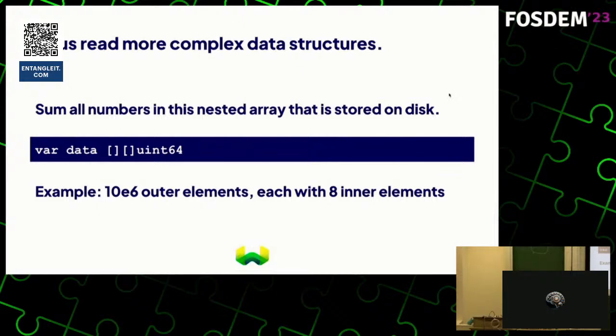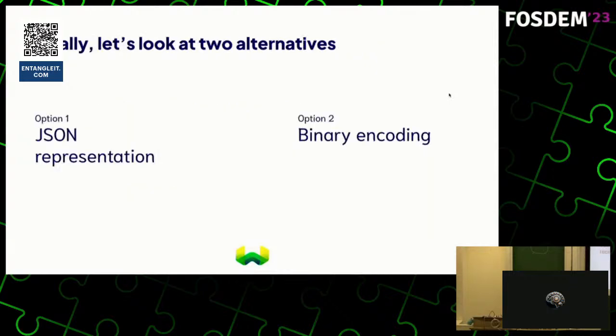And let's say we have 80 million of them, so 10 million of the outer slice, and then 8 elements in each inner slice, and our task is just to sum those up. So these are 80 million numbers, and we want to know what is the sum of them. That is actually a realistic database task for an OLAP kind of database. We need to somehow represent that data on disk, and we're looking at 2 ways to do this. The first one is JSON representation, and the second one would be some sort of binary encoding, and then there'll be more.